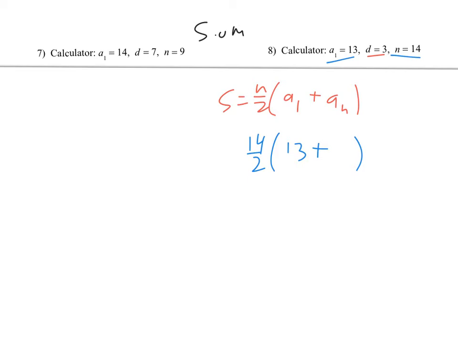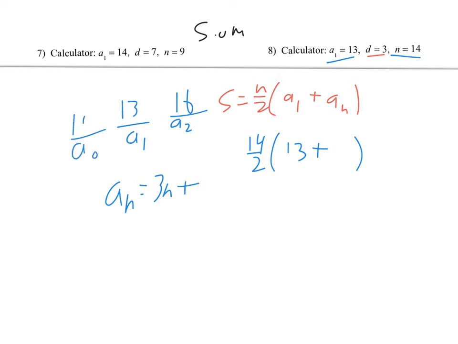So once again, I have to write my formula here. So I'm going to say 3n plus, and then I've got to figure out a sub 0. So if you think about this like a sub 1 is 13, that means that a sub 2 would be 16, since the common difference is 3. And so that means a sub 0 would be 10. So that works out as 10. So now I'll find a sub 14.